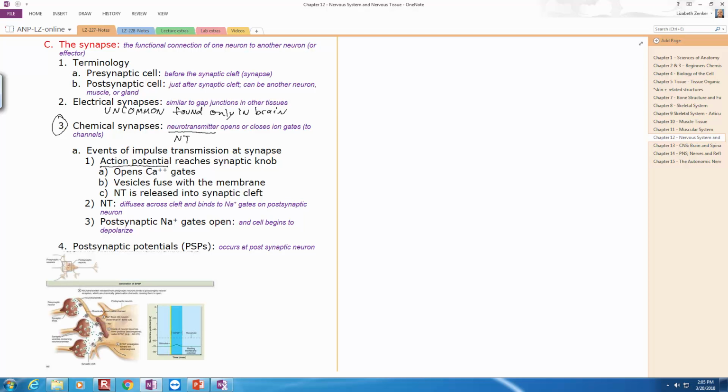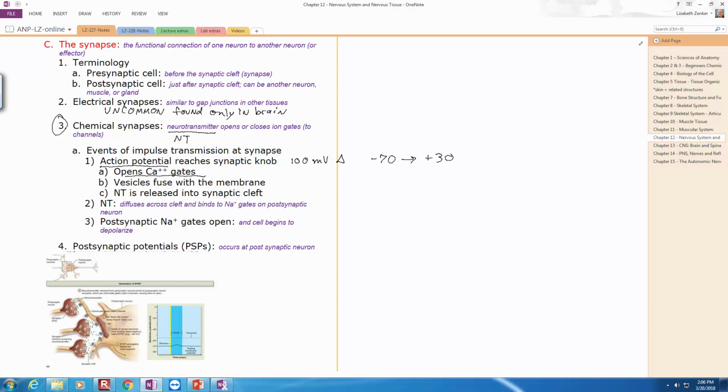So again, that meant that you had a 100 millivolt change, right? You went from negative 70 to a positive 30 millivolts. This causes calcium gates to open. Just like in the sarcoplasmic reticulum, a voltage change opened the calcium gates. High amount of calcium in one area would flow to the low amount of calcium in the other, just like regular diffusion, right? So that's why the calcium will flood in. So the vesicles fuse with the membrane. The neurotransmitter then is released into the synaptic cleft.